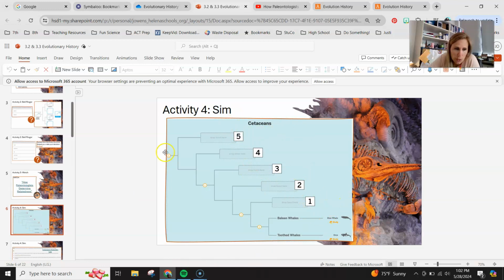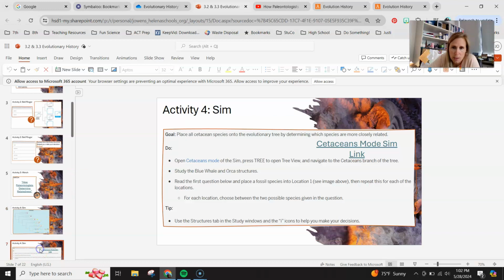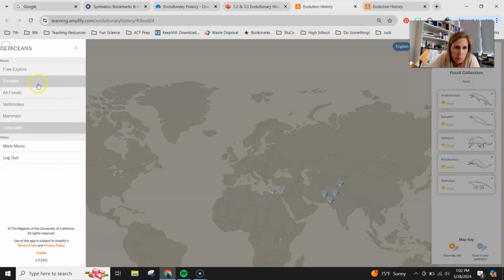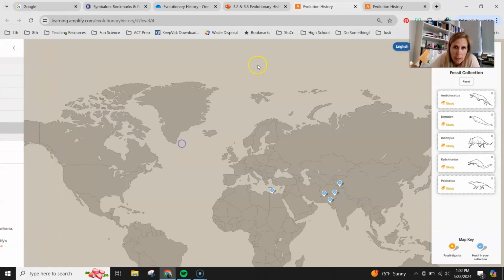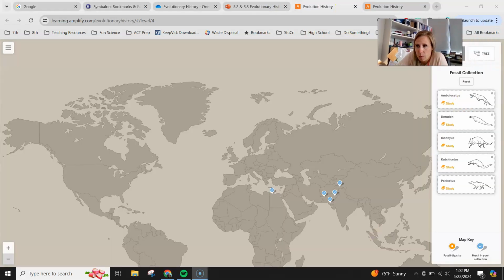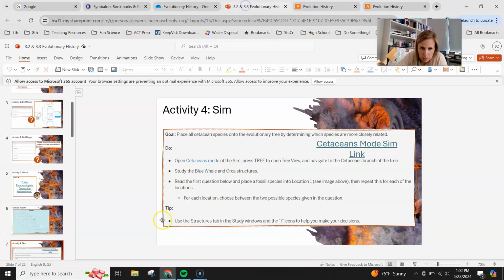fossils. And you are going to be looking first at cetaceans. Place all cetacean species into the evolutionary tree by determining which species are more closely related. So you are going to open up this link here. And then when you go into it, you should be in the cetaceans. Then you are going to go to the tree mode of this. So I'm going to move this little guy here. Choose tree. Okay, there's my tree mode.